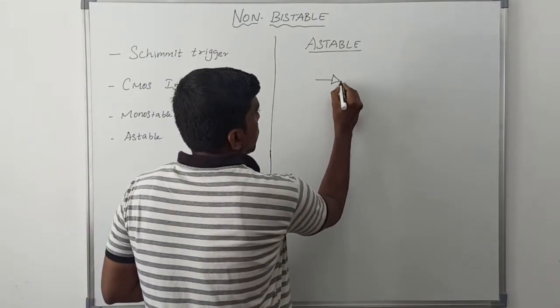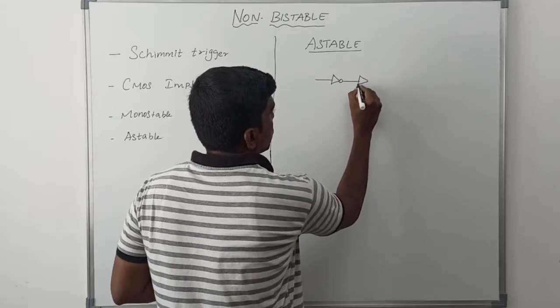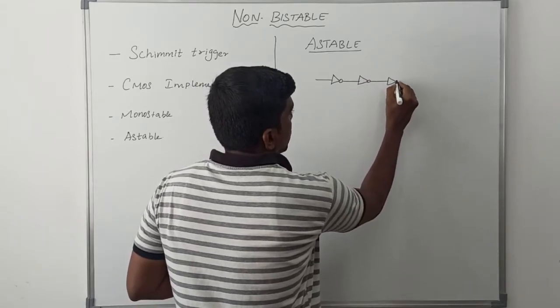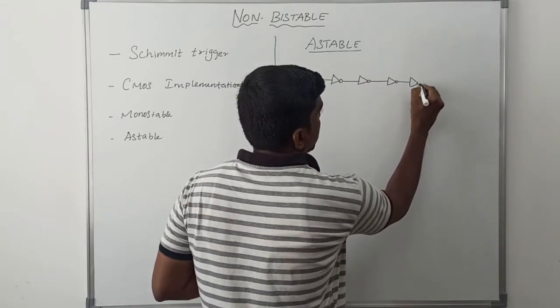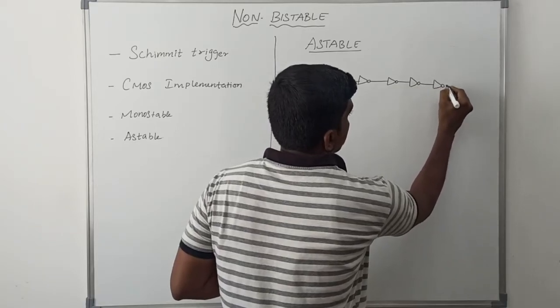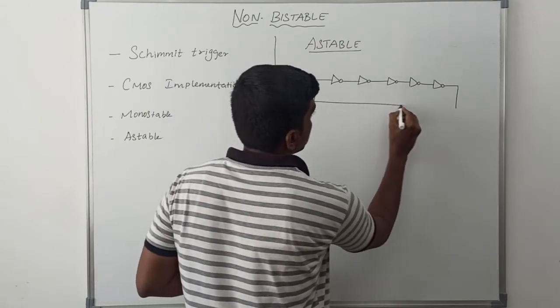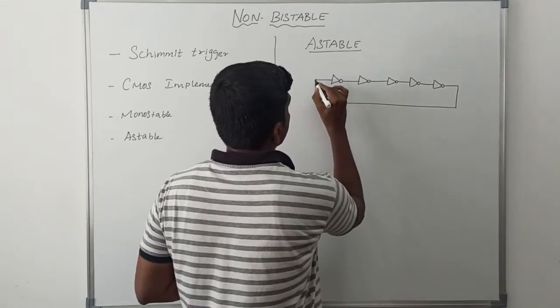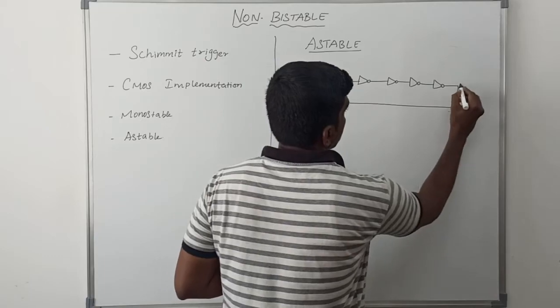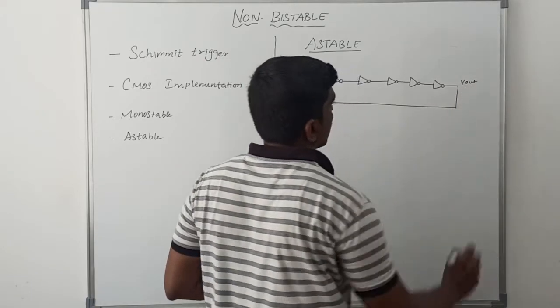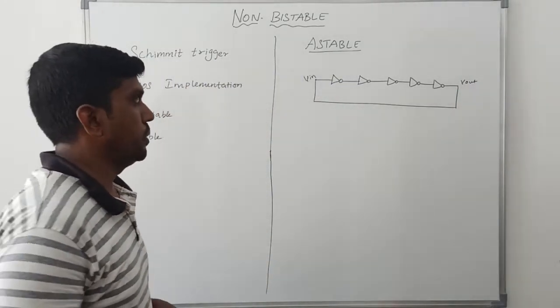So it's a simple circuit. In this circuit, multiple inverters are connected in cascade. The final output of the inverter is fed back to the input of the first inverter. So it's Vin, it's Vout. The values change continuously.